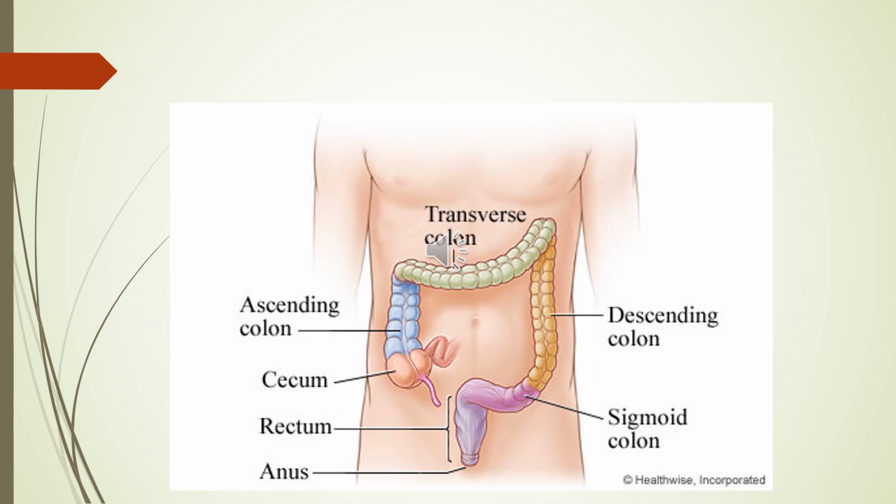Okay, so again, the diagrammatic representation. These are the parts of the large intestine, as we have discussed the different sections of the small intestine. In a similar way, the large intestine starts from the ascending colon, then comes the transverse colon and the descending colon, then the sigmoid colon. All of these are the parts of the large intestine.